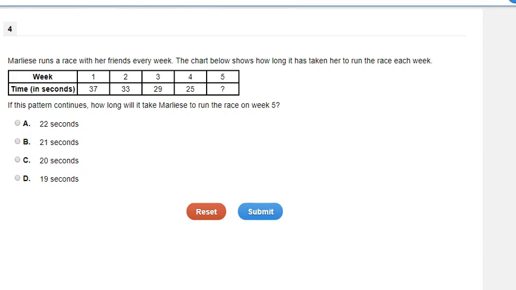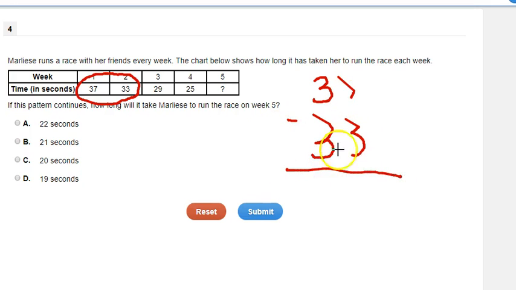So let me change my color again. Let's do red this time. Okay, so my first two numbers, 37 and 33, I'm going to subtract those. And I'm going to take 37, oh my goodness, that's supposed to be a 7, minus 33. Hard to write with. Okay, 7 minus 3 is 4, and 3 minus 3 is 0. So we know we're subtracting 4 every time.